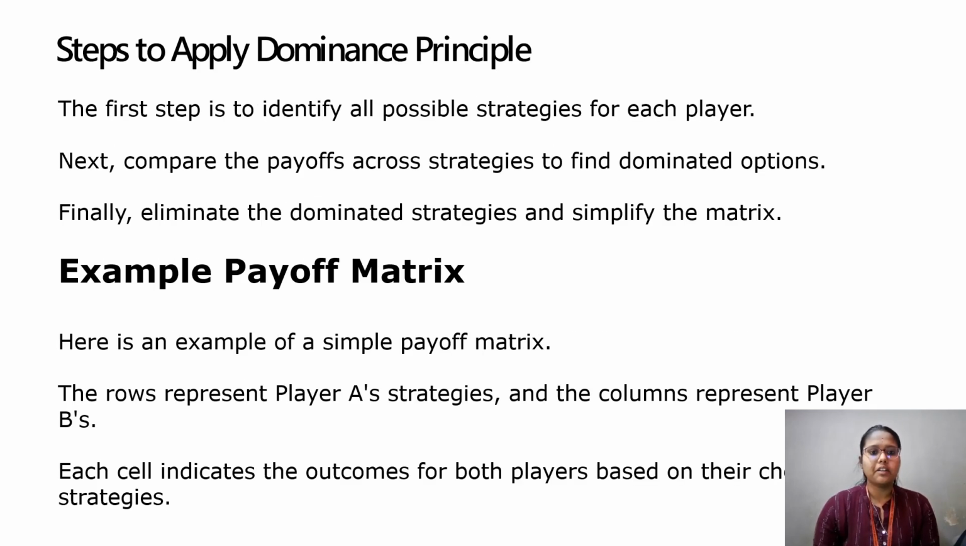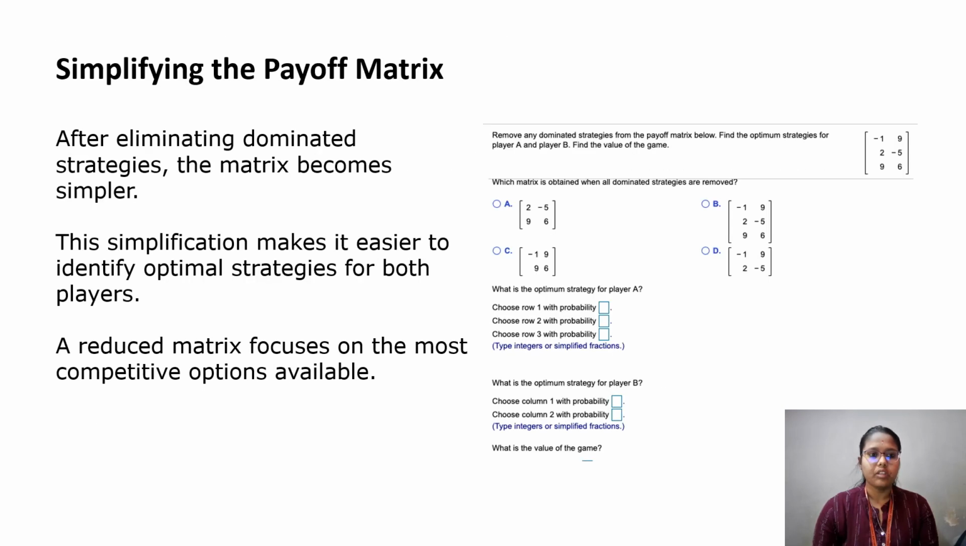So, steps to apply the dominance principle. The first step is to identify all the possible strategies for each player. Next, compare the payoffs across strategies to find dominated options. Finally, eliminate the dominated strategies and simplify the matrix. Example payoff matrix. Here is an example of a simple payoff matrix. The rows represent player A's strategies and the columns represent player B's strategies. Each cell indicates the outcome for both players based on their chosen strategies.